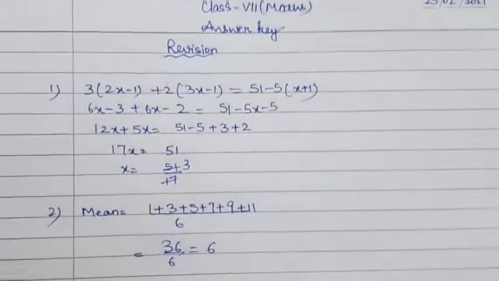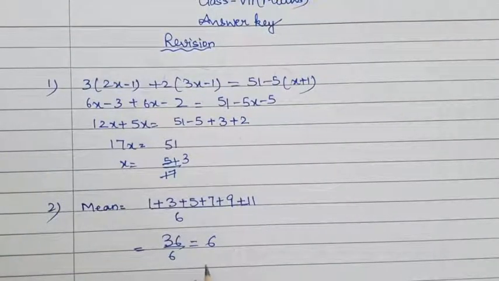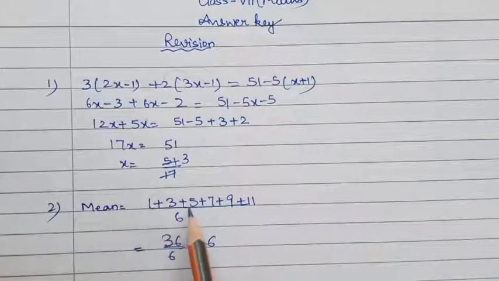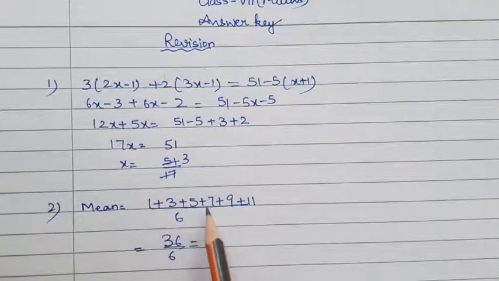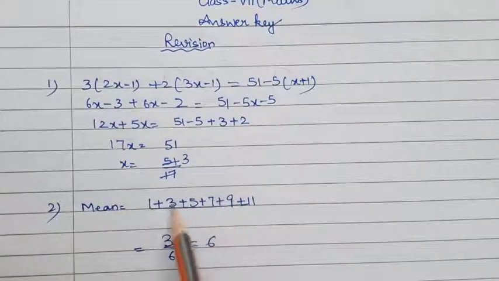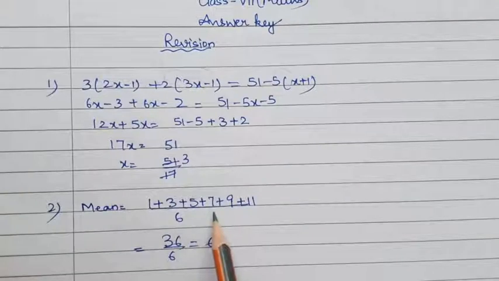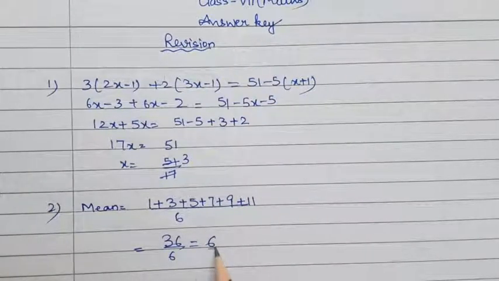Now in the second question we have to take the first 6 odd natural numbers and then find their mean. The first 6 odd natural numbers are 1, 3, 5, 7, 9 and 11. On applying the formula, sum of observations upon number of observations, we get the value of mean that is equal to 6. Clear?